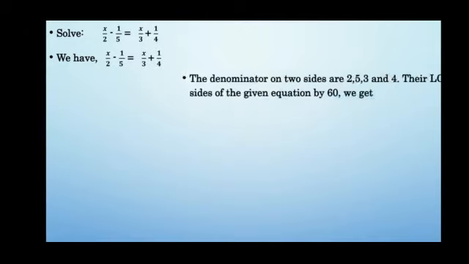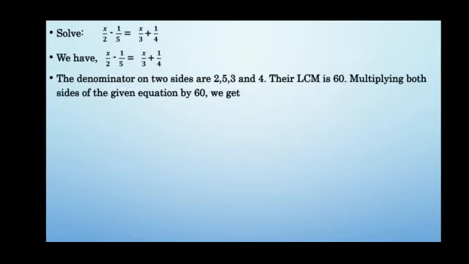For example, if we want to solve x/2 - 1/5 = x/3 + 1/4, so what should we do? Just simplify the equation. To simplify the equation, we have to take the LCM of the denominators. The denominators are 2, 5, 3, 4. The LCM of 2, 5, 3, 4 is 60. So we have to multiply by 60 on both sides.